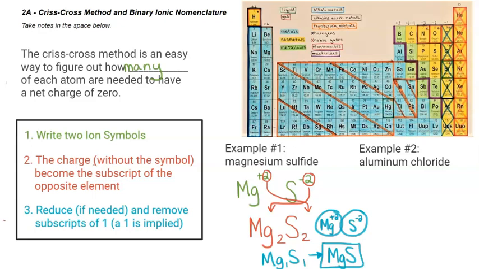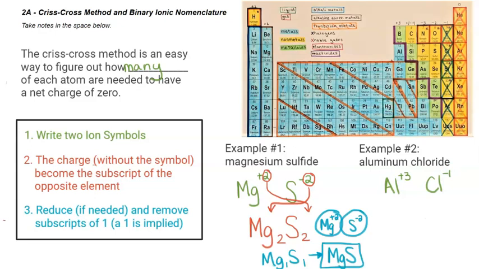Aluminum chloride. So aluminum, if we take a look at our periodic table, aluminum is right here, atomic number 13, and it has a charge of +3. So we'll write Al with a superscript of +3, and then chloride, Cl, is in group 17 and has a -1 charge. So we'll write Cl -1.